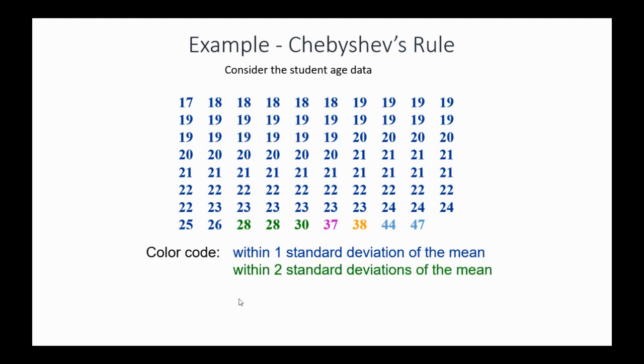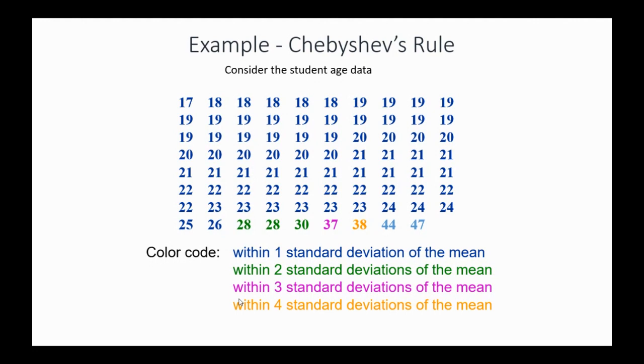What was within two standard deviations? That was everything from 17 to 30. So it included the 28 and the 30. 3 standard deviations added the 37 to the full total. 4 standard deviations added 38 to the total. And then 5 standard deviations captured the rest of it.